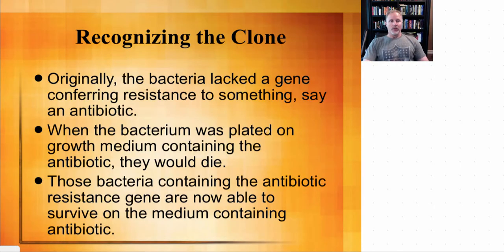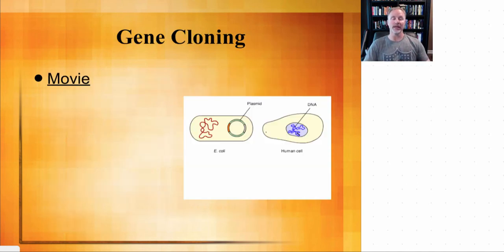Okay. So again, what we were talking about here, just in general, recognizing the clone. The bacteria lack a particular gene conferring resistance, say, to an antibiotic. And so when you plate them out, like we said, they're not going to grow. But the bacteria that contain that ampicillin resistance gene are going to be able to survive. And then what you're doing is you're looking for the one that contained the disrupted LAC-Z gene, and then you've got to do the experiments with that.